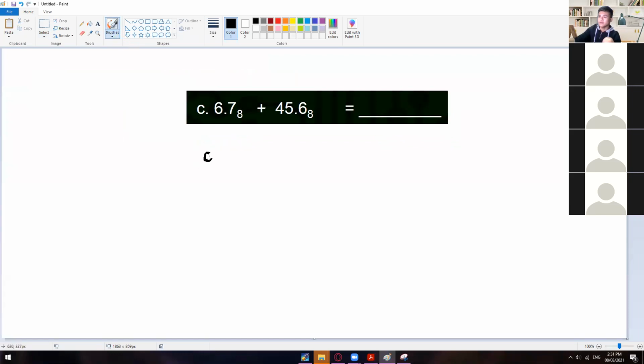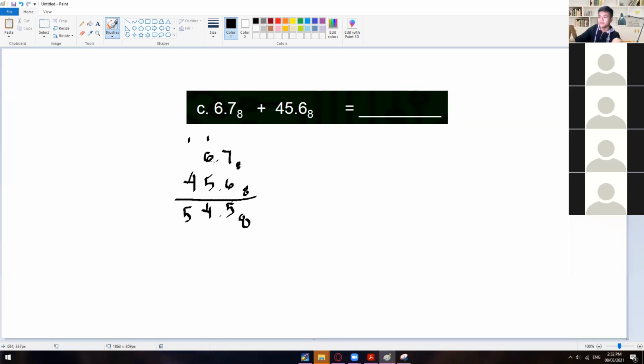So what we have here, we have 6.7 and then 45.6. Okay, both of them is base 8. So 7 plus 6 is 13, wherein 13 is not already part of the octal. So 13 plus 2 is 15. There you go. So carry 1. 6 plus 5 is 11 plus 1 is 12. Okay. So 12 is already 14 in decimal, or in octal rather. And then 4 plus 1 is 5.